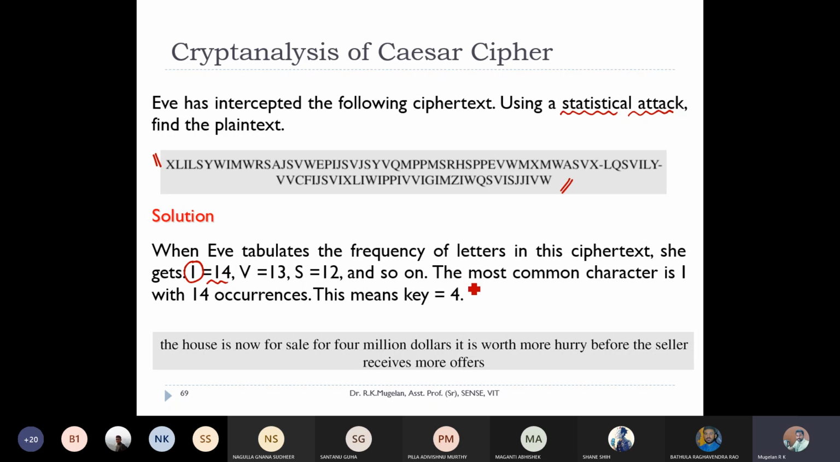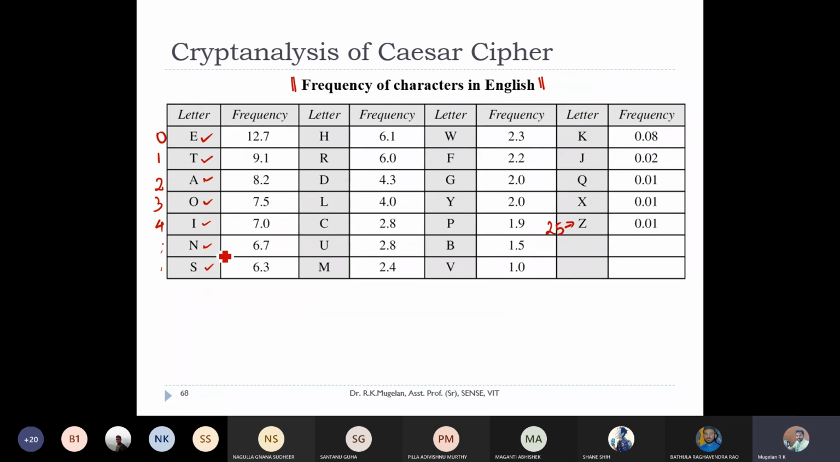Okay, so he found I to be repeated 14 times, and V is repeated 13 times, and 12 times and so on. So his concern is only I, the most repeated character. Now he is looking at his table here, and he is finding I is present in the 4th position. That is counting from 0, not from 1, 2, 3. From 0, 1, 2, 3, 4. He finds I to be present in the 4th position here.